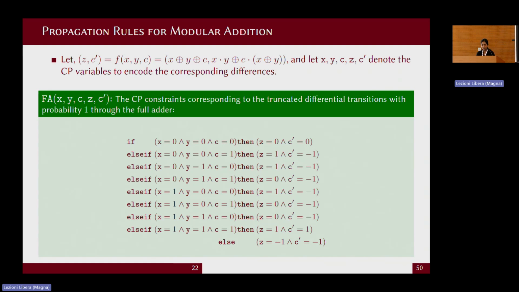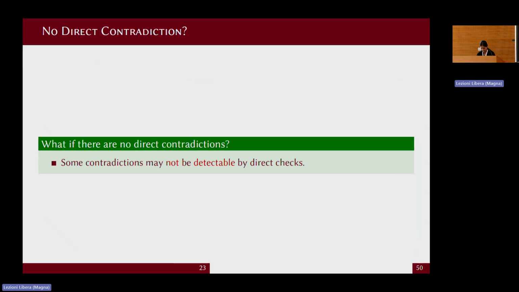Regarding the full adder, the operation follows from the definition of modulo addition: f(x,y,c) is the XOR of x, y, and c, together with the majority function of x, y, and c. This is the constraint related to the truncated differential transitions with probability 1 through the full adder. And now, we have everything to model ARX and AND-RX ciphers to find ID distinguishers.